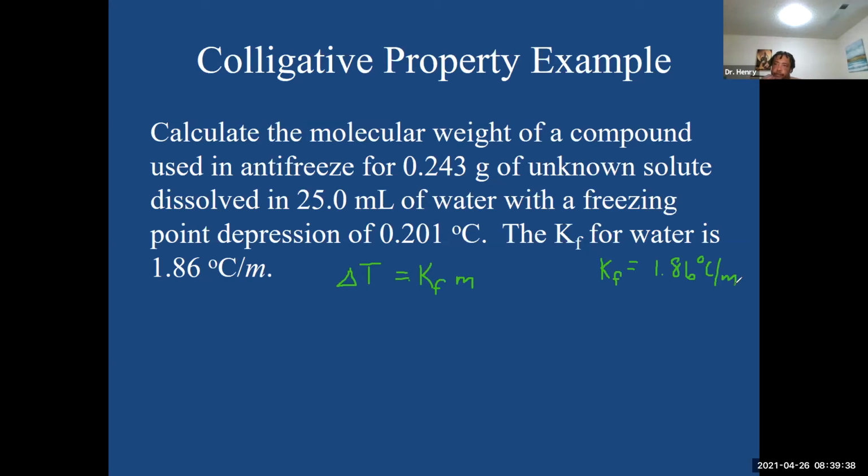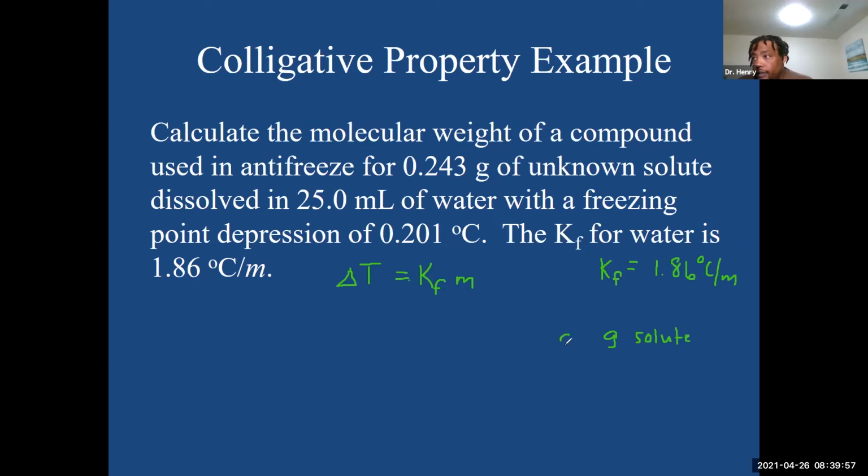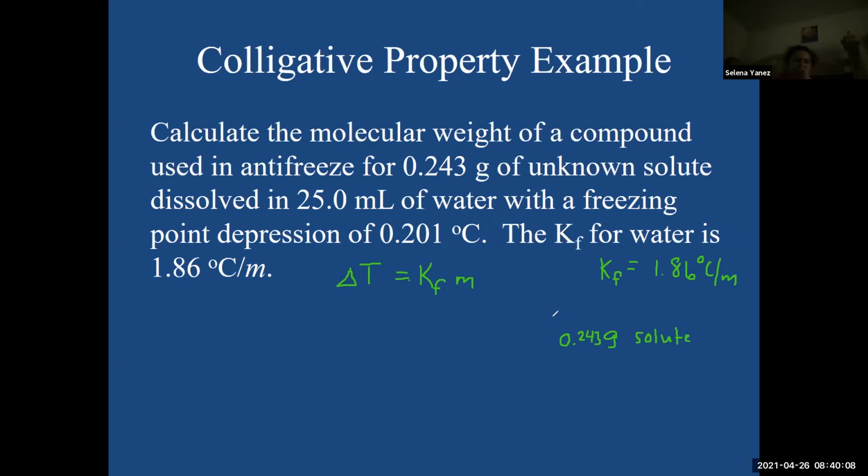What else do we know? Grams of solute. We know grams of solute, which is 0.243. What else do we know? The freezing point depression. So what is that in this equation? Is that the change of temperature? That's right. So our delta T.